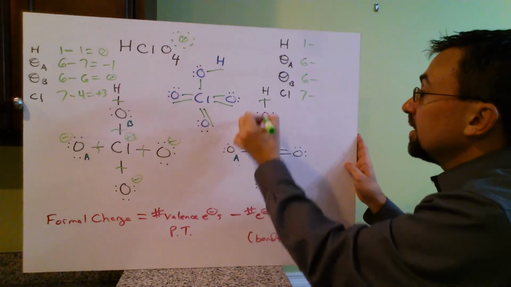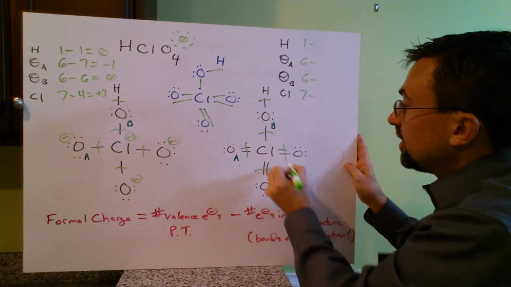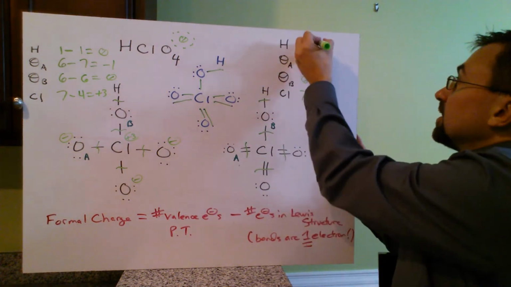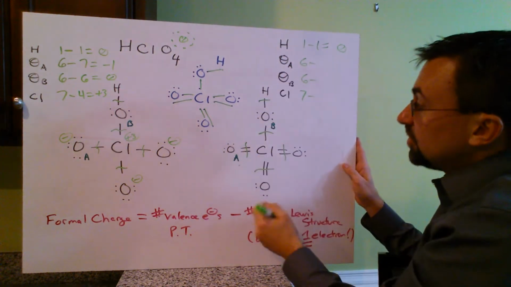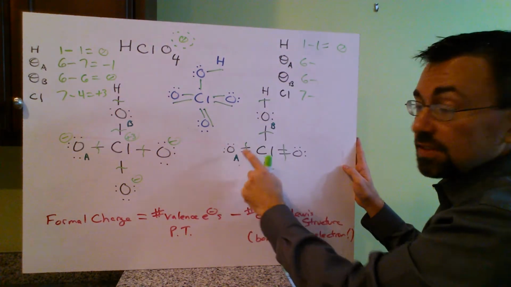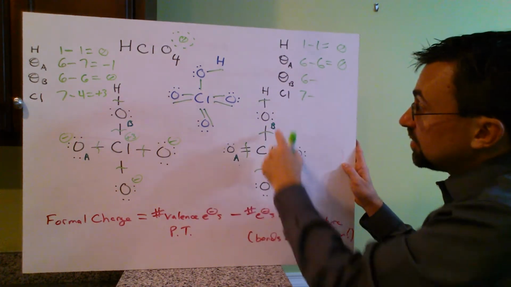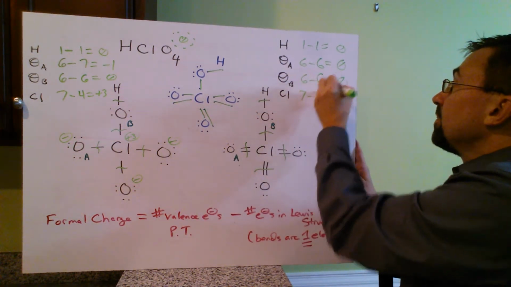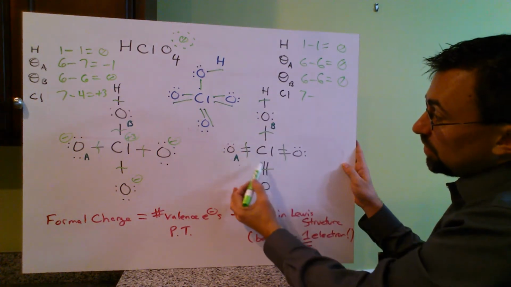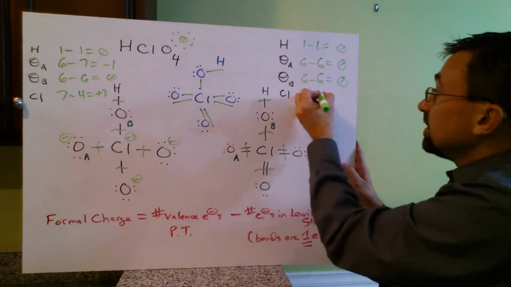Now if we do the same thing with our electron counting, hydrogen still has 1, no charge. Oxygen A, 1, 2, 3, 4, 5, 6, has dropped from -1 down to 0. Oxygen B still looks exactly the same. And our chlorine in the middle now has 1, 2, 3, 4, 5, 6, 7 bonds attached to it.